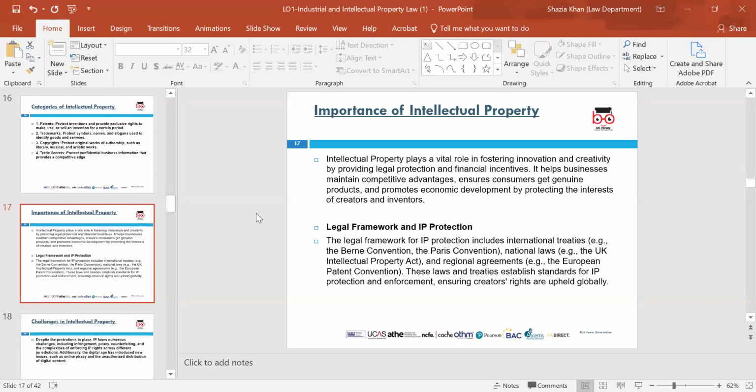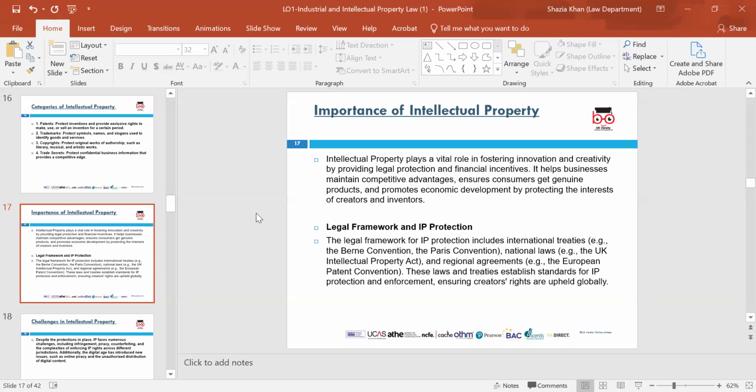Importance of intellectual property. It plays a really important role in fostering and creating legal protection for any businesses that have created or invented any sort of products, and protects their interests. The legal framework in intellectual property protection includes international treaties such as the Berne Convention and the Paris Convention, and in the UK the laws are the Intellectual Property Act and regional agreements with the European Patent Convention.